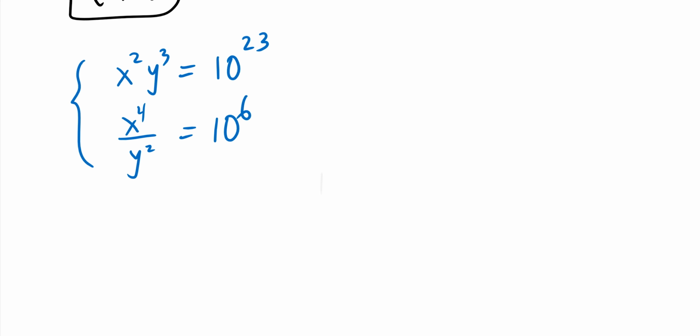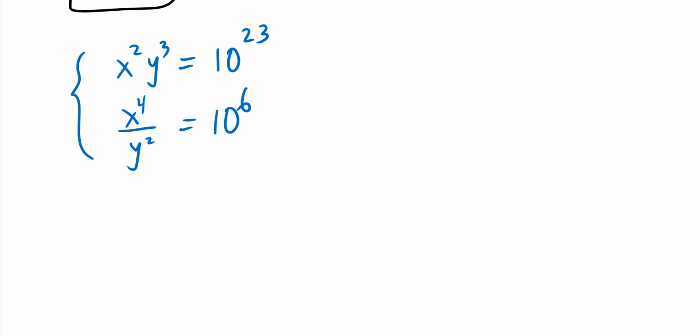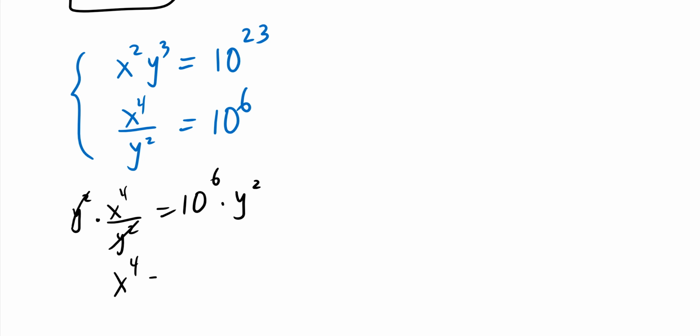So let's say I'm going to start with the second equation. Different people approach it differently, and we don't like to see fractions, so I'm going to multiply by y squared. So x to the 4th is 10 to the 6th y squared. Now, no fractions. Maybe we can substitute this into the first equation.